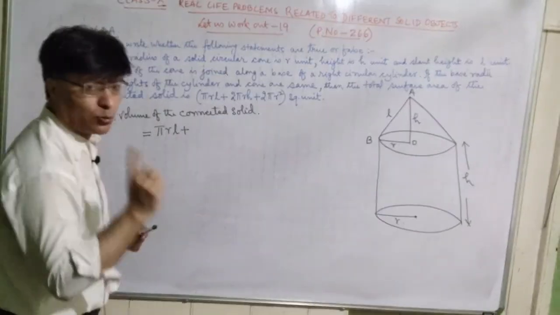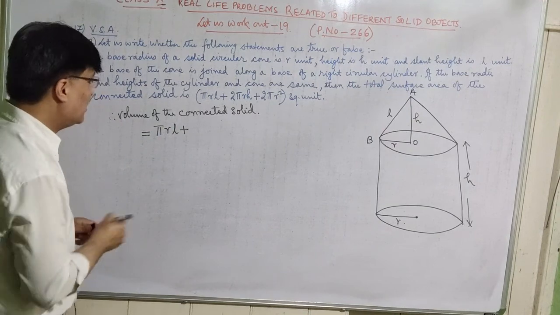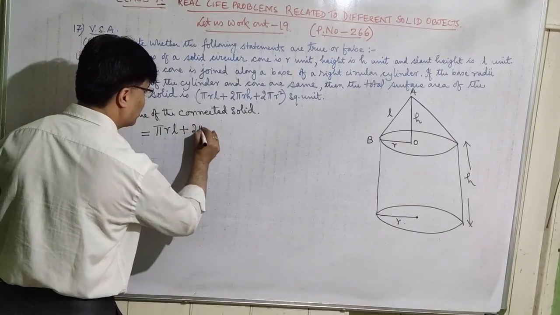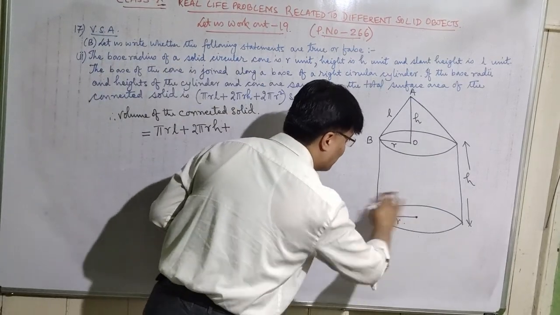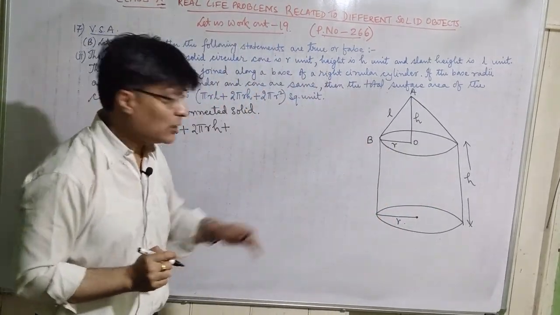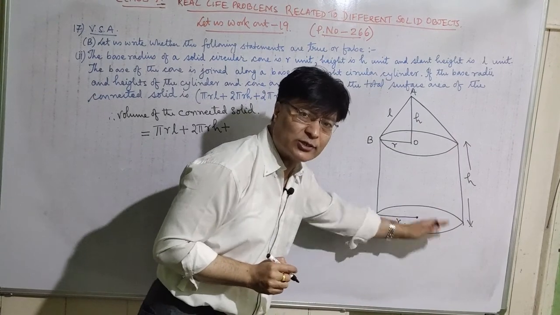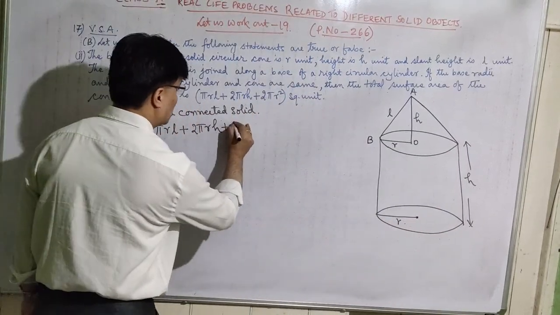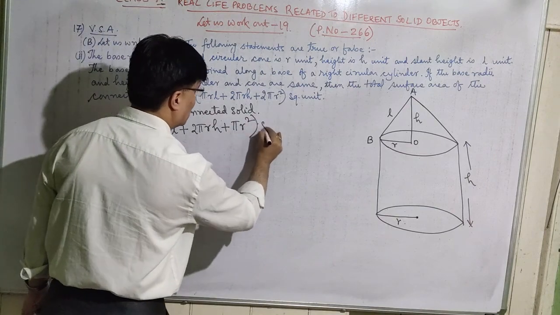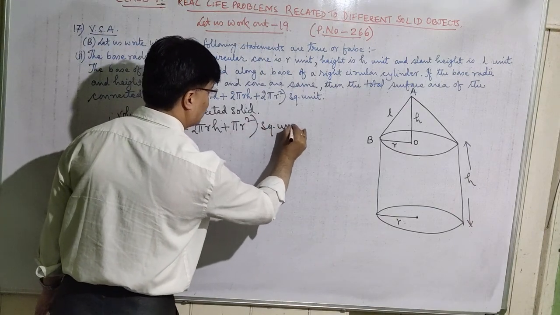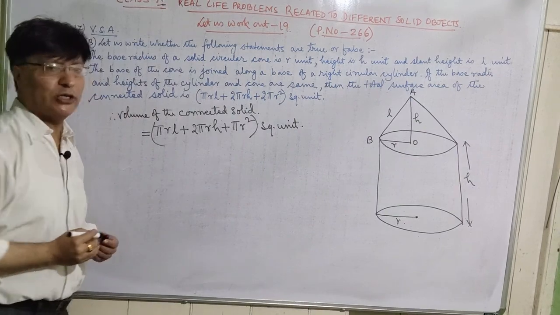That is 2 pi rh. What is the curved surface area of the cylinder? That is your 2 pi rh plus area of the base of the connected solid. What is the area of the base? That is a circle, that is pi r square. So this will be pi r square. This much square unit.